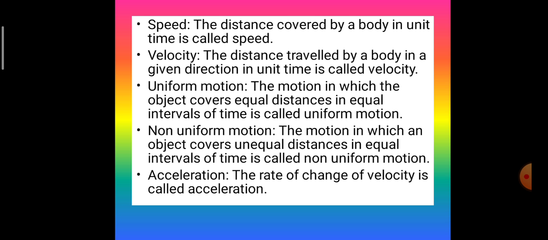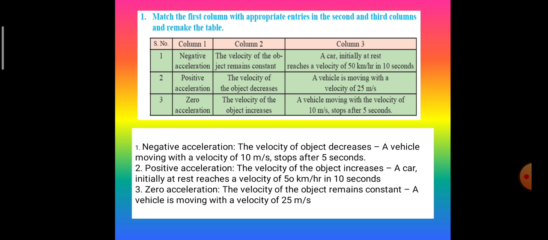Non-uniform motion: the motion in which an object covers unequal distances in equal intervals of time. And acceleration, as you know, the rate of change of velocity is called acceleration. So the first question is: match the first column with the appropriate entries in the second and third columns.